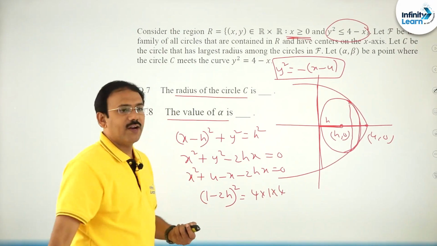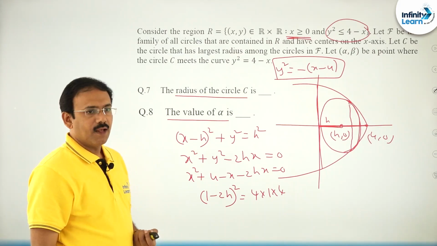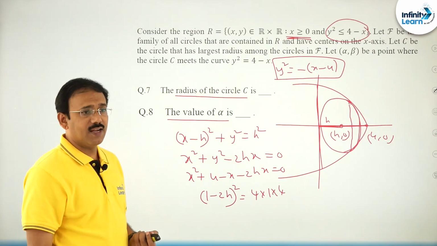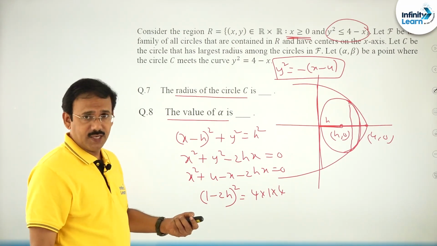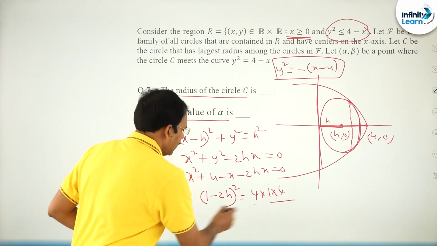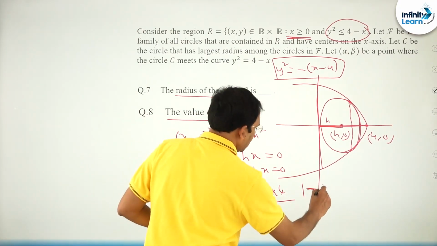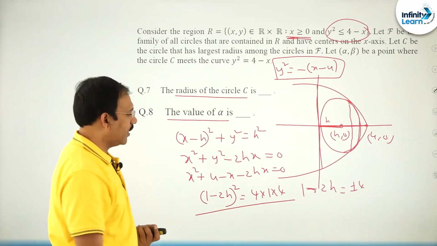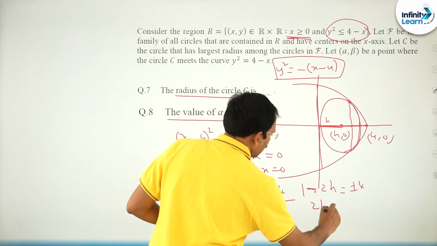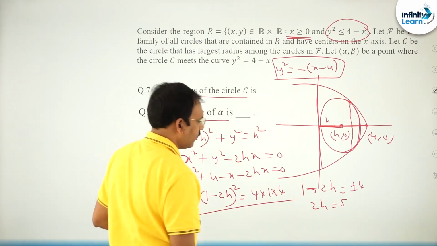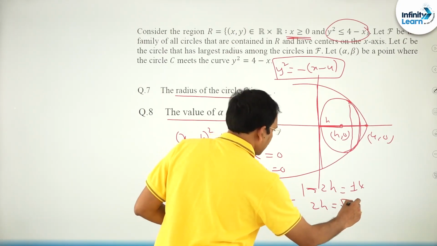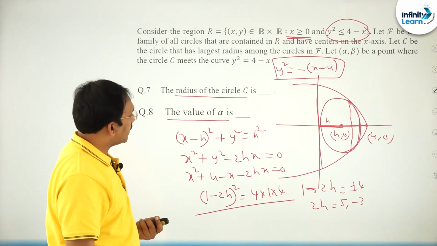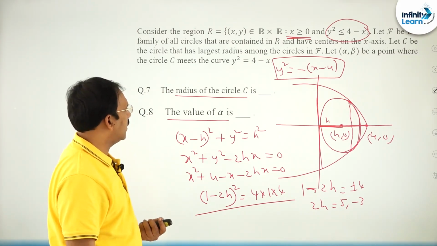4ac, that is 16. Friends, from this you can solve it and you will get the h value. This is 16, so 1 minus 2h is going to be plus or minus 4. You will get the h value, you see, 2h is equal to either 5 or minus 3. Okay, 5 by 2 you are going to get. So, h is obtained, then the radius of the circle we can find.